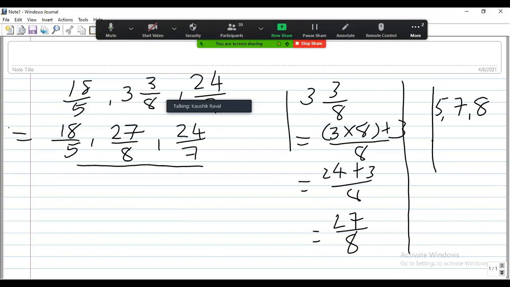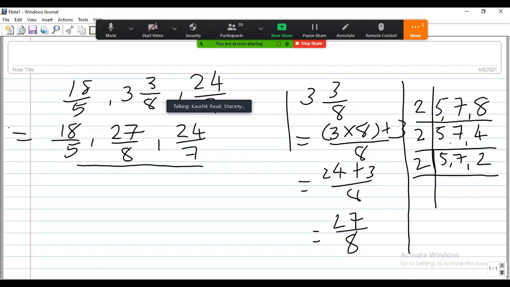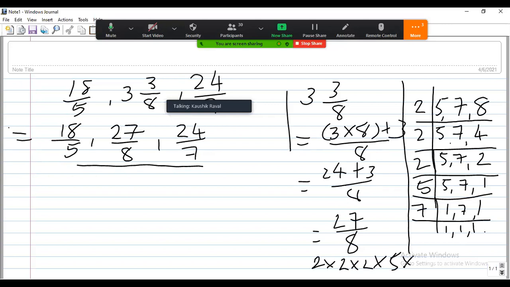5, 7 and 8. We know how to find LCM. So we will start with 2. So that means 5, 7, 4. Again 2: 5, 7, 2. Then 2 ones are. Yes, very good. So we have got 1 in the place. Then we have to go for 5. So 1, ones are. And 1. And then 1 more time, 7. So we have got 1, 1, 1. So the LCM is equal to 280. 2 multiplied by 5 multiplied by 7. Very simple. The answer is 280. Very good.